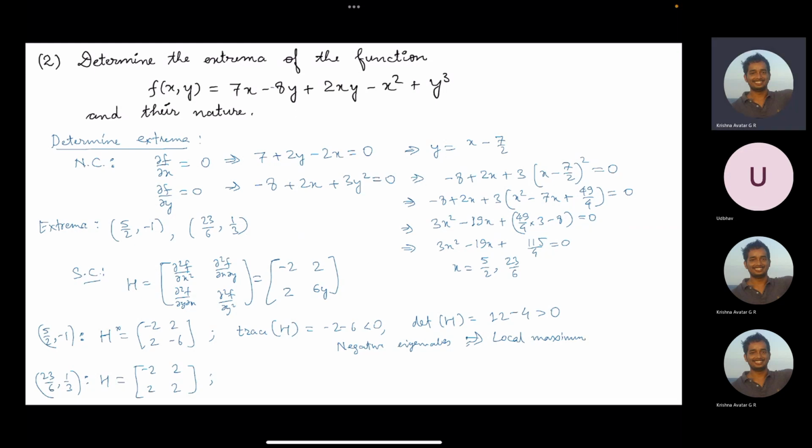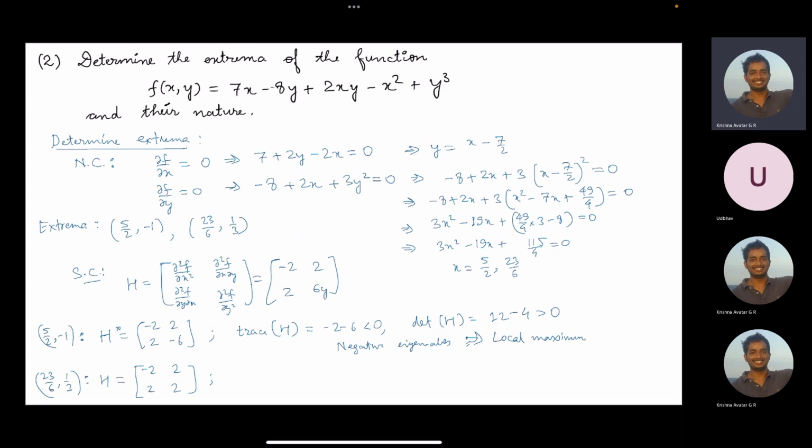For the sufficient condition, we first need to construct the Hessian matrix. The Hessian matrix is given by del square by del x square, del square by del x del y, and del square by del y del x, and del square by del y square. You must recall that the Hessian matrix is always symmetric in nature. For this case, we have del square by del x square equal to minus 2, del square by del x del y equal to 2, del square by del y del x equal to 2, and del square by del y square equal to 6.